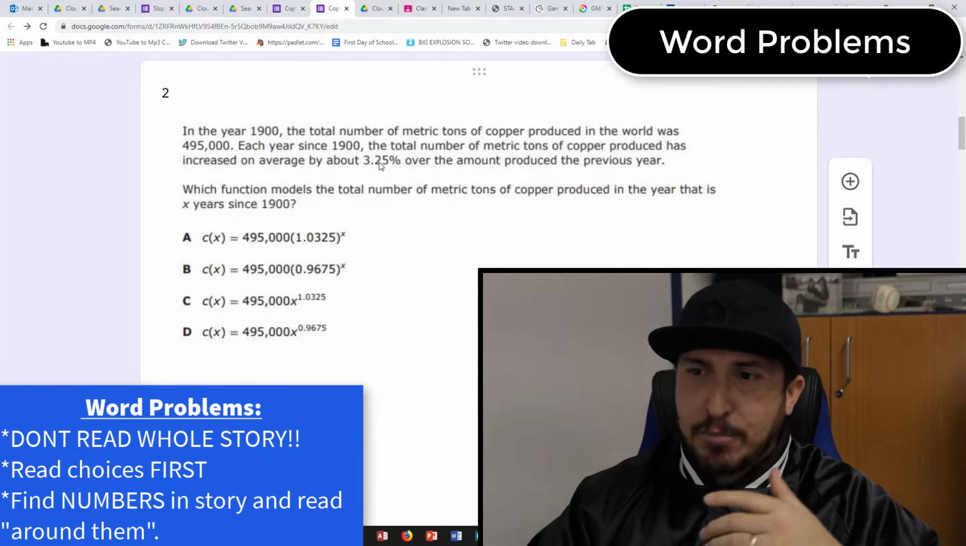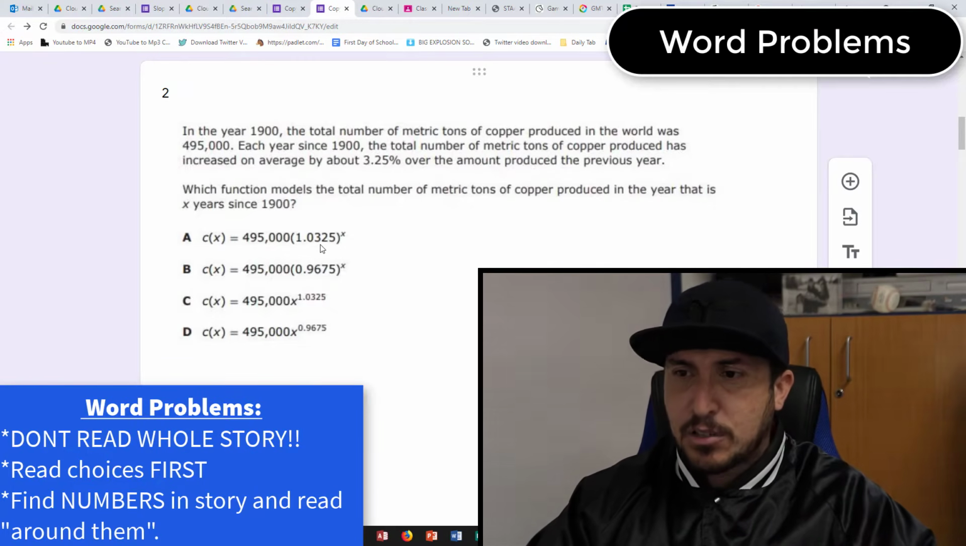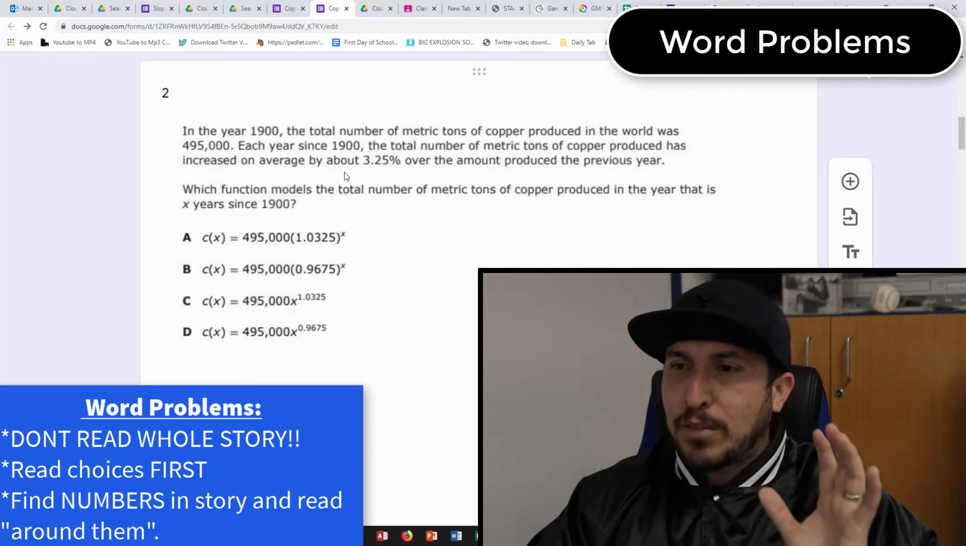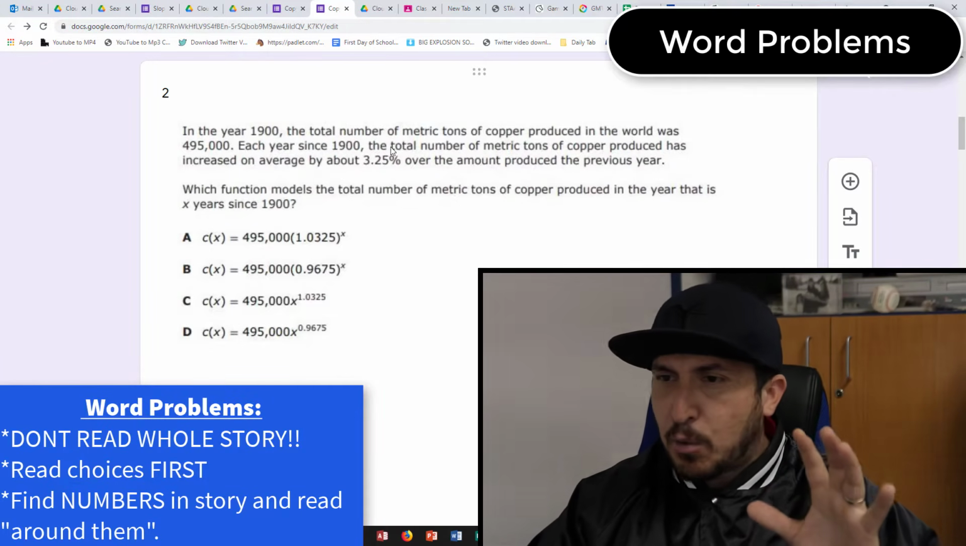So now I see a 3.25, but I don't see 325. Oh, I see it in here. I see it right here, actually. And so I don't know, maybe I want to pick it. Cool, pick it if you want to. But look, let's go ahead and read around the words. Like when you find the numbers, let's go ahead and read around them.